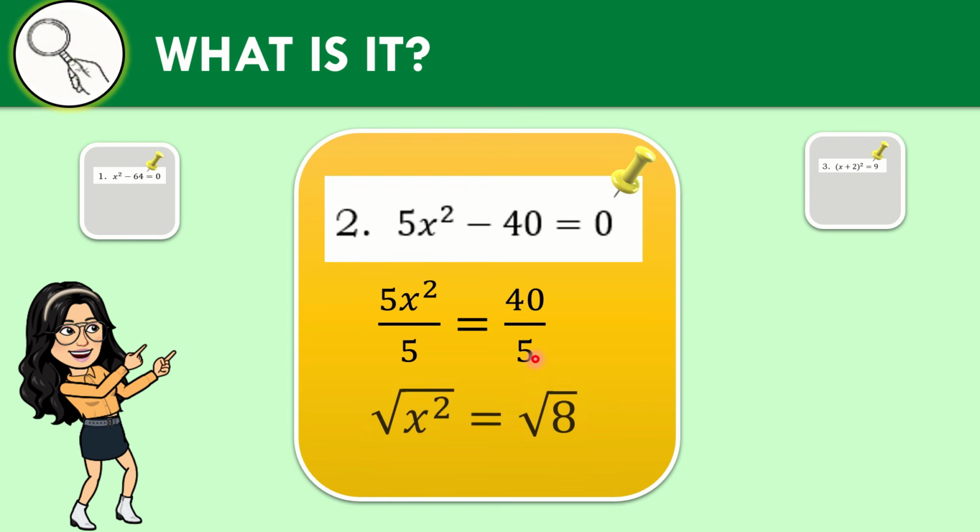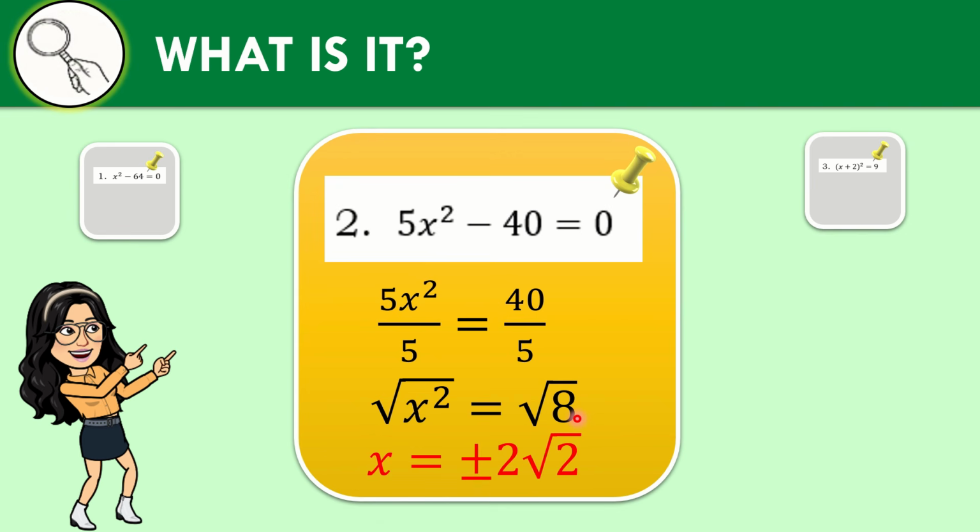So, we now have x squared is equal to 8, right? So, we need to find the value of x alone. It's still in x squared, so we are going to get the roots. Let's apply the square root in the left and right side of our equation. So, our answer is positive and negative 2 square root of 2.